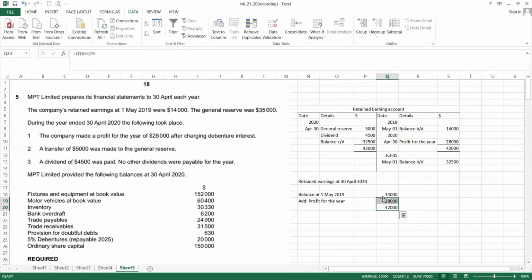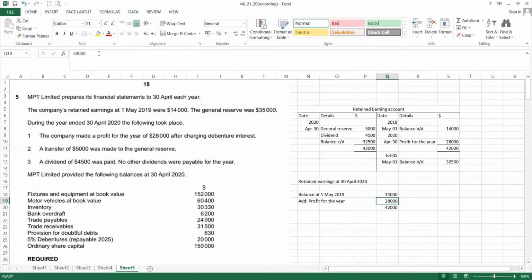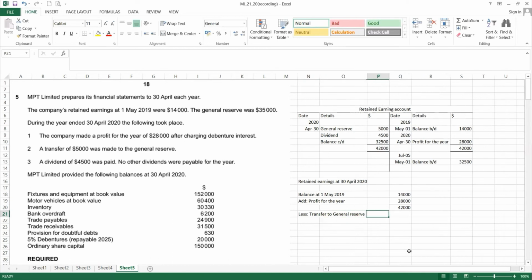After that, let's transfer to general reserve. Okay, not enough space. I need to add a little bit. Okay, put how much the transfer? 5,000. Okay, and then during the year, there is a payment for the dividend, which is 4,500. So add these two amounts.